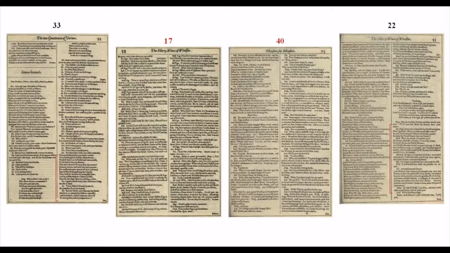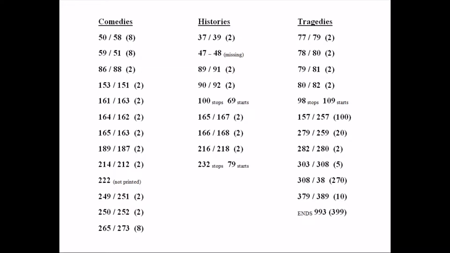Here I'm going to offer solutions to all the misnumbered pages in the folio. I have the misnumbered or misprinted pages in order and by the categories they appear in: comedies, histories, and tragedies. With most of these, I have them listed as the page number they're supposed to be, followed by the page number they're printed as. Next in parentheses is their difference in value. For example, the difference between 50 and 58 is 8, and the difference between 86 and 88 is 2.